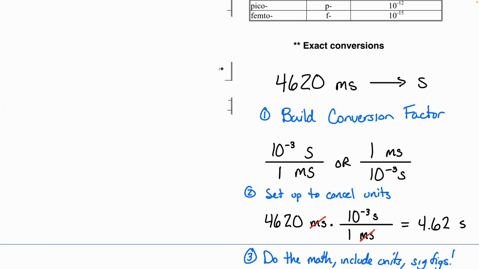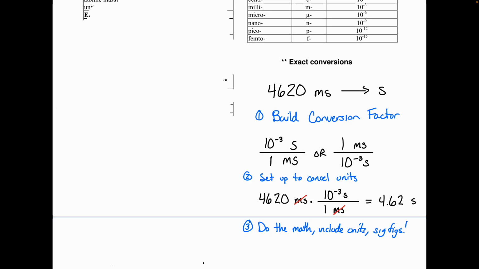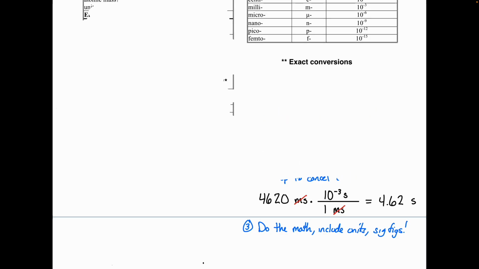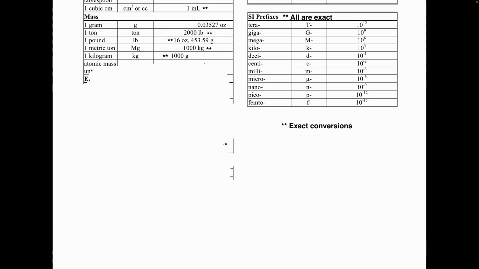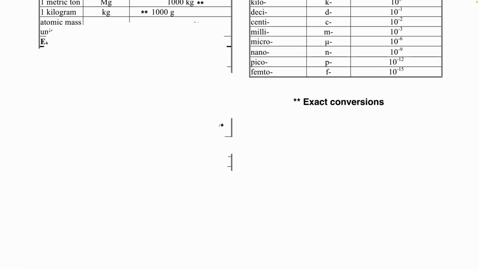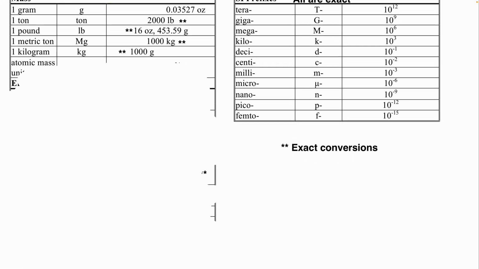Okay? All right, so the last one we're going to do, we're going to kick it up a notch here. Now I want you to take me from, let's do 4.70 times 10 to the negative 6 kiloliters to milliliters.